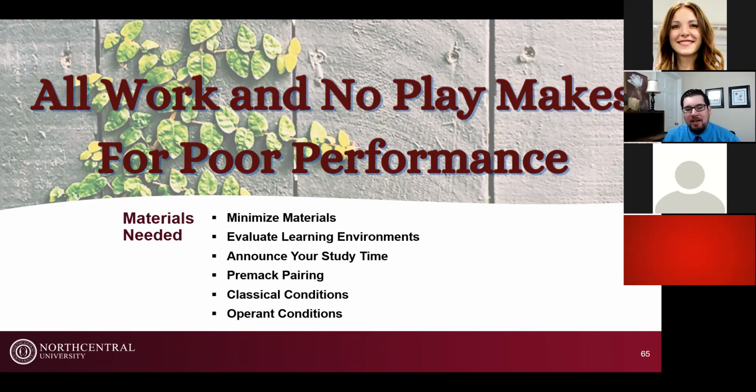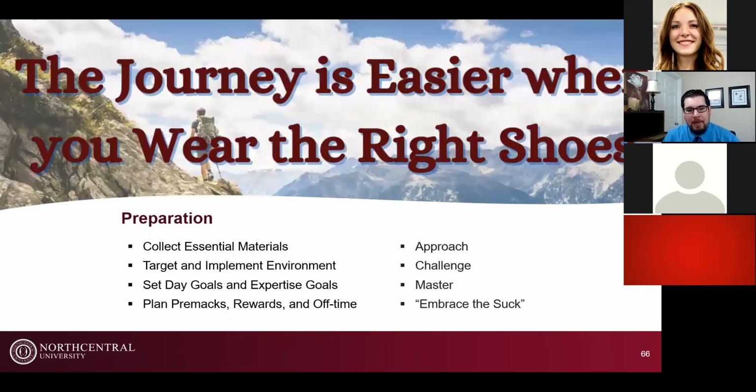Premack pairing can be used to enhance the context, having that favorite coffee or whatever, favorite music. Use classical conditioning to train the brain for study time. Operant conditioning builds balance, build in rewards for yourself. In terms of preparation, collect the essential materials, target and implement a good environment, set day goals and expertise goals.